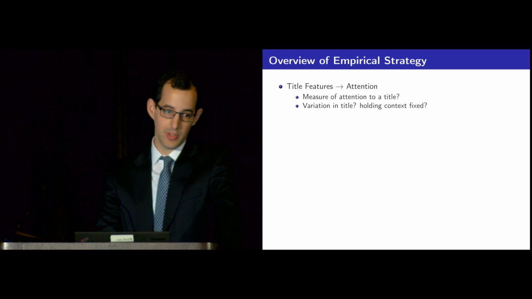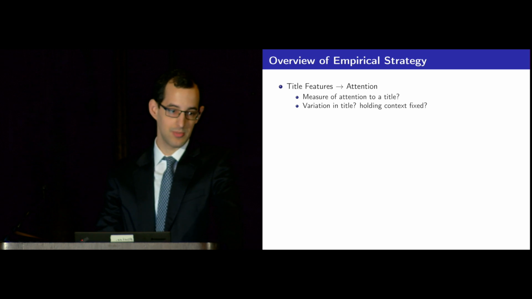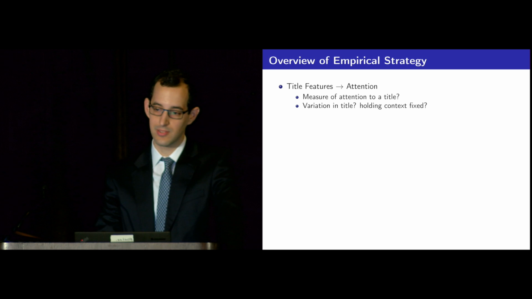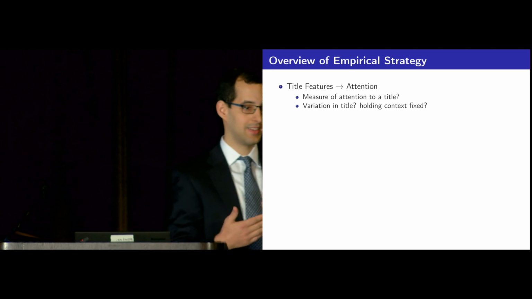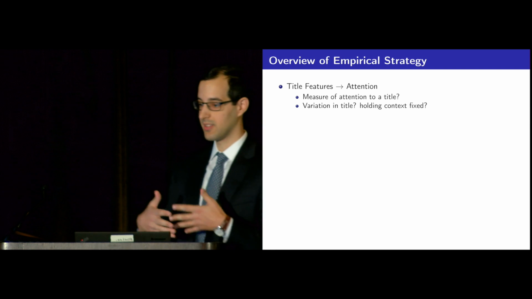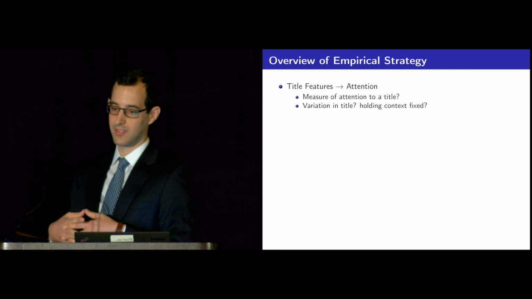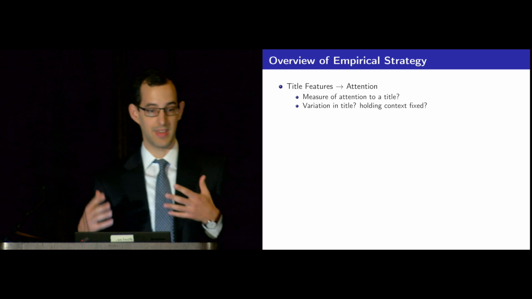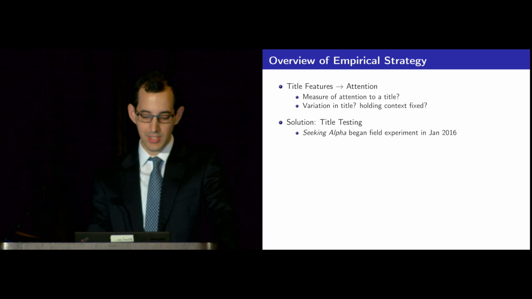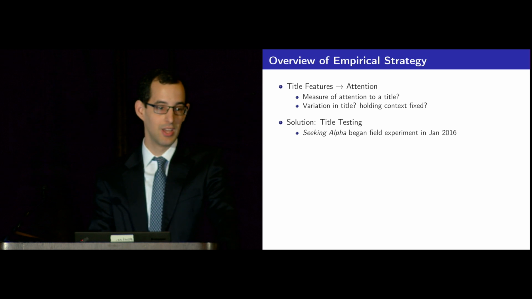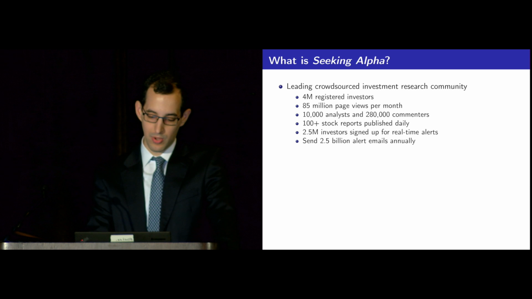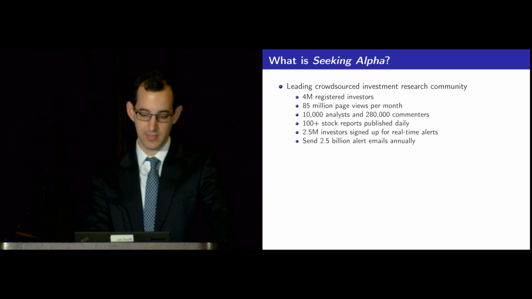In order to see whether features of news matter for attention, I'm going to need some sort of measure of attention to news, or in this case titles, which is usually hard to get. And then I need variation in that news that's unrelated to, or where I hold the context fixed. So I can isolate the event, and I look at variation in text within the same sort of event. And the solution here is something called title testing, which is done more and more these days online. And Seeking Alpha began doing this in January 2016.